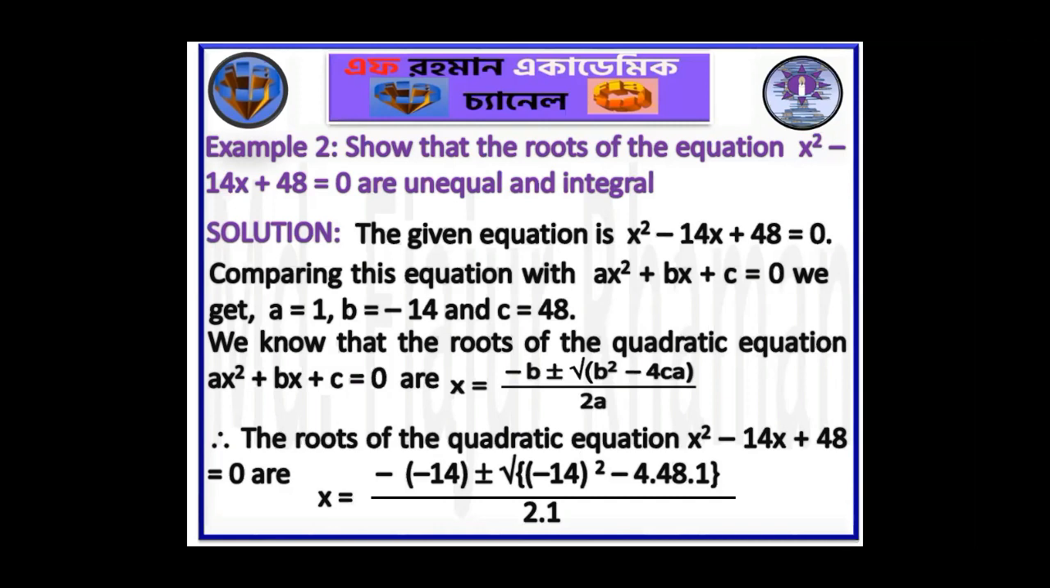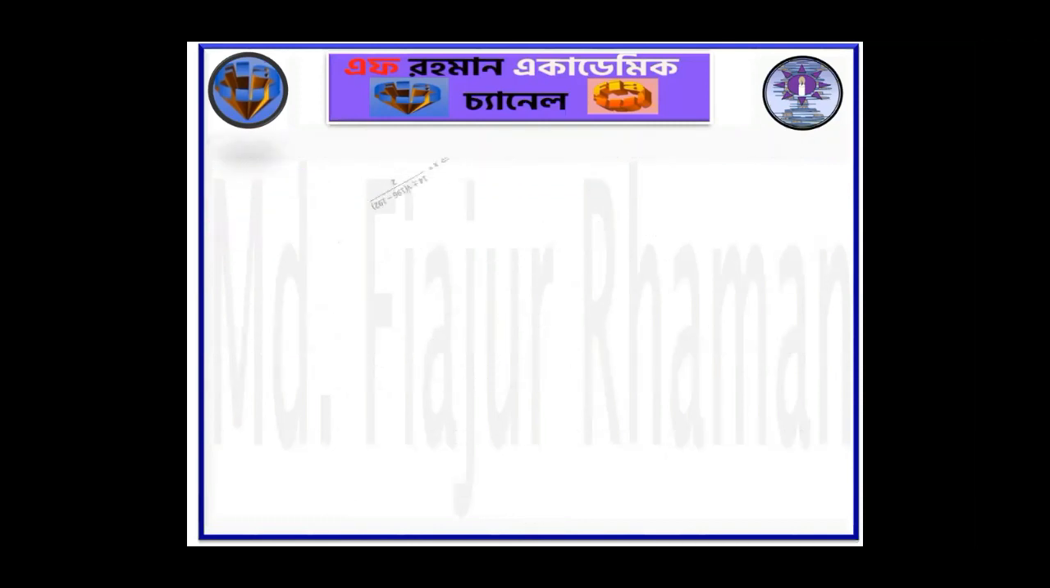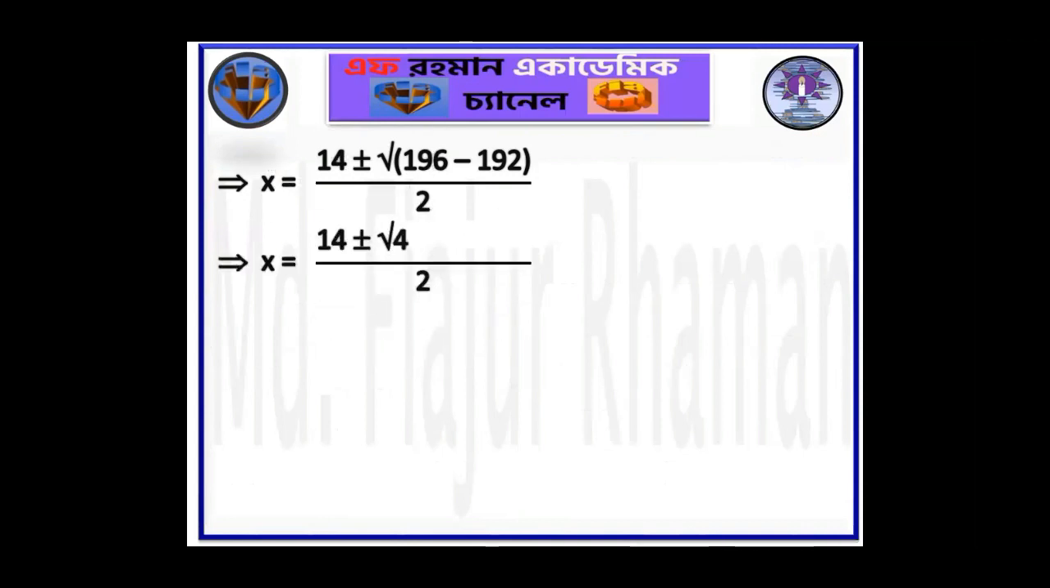Therefore, the roots of the quadratic equation x square minus 14x plus 48 is equal to 0 are x is equal to 14 plus minus square root of minus 14 whole square minus 4 into 48 into 1 by 2 into 1. It can be written as x is equal to 14 plus minus square root of 196 minus 192 by 2. And it becomes x is equal to 14 plus minus square root of 4 by 2.